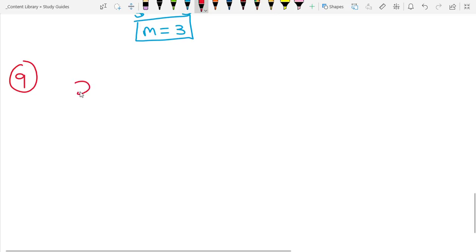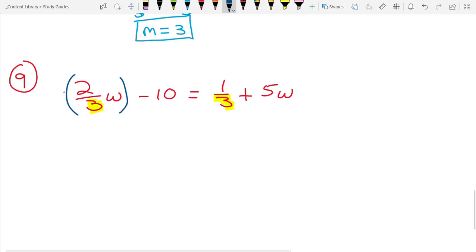Number 9, we have 2/3 w minus 10 equals 1/3 plus 5w. So here again, we have fractions because we have this 3 on the bottom here and over here. So what we want to do is multiply everybody by that denominator. So we multiply this by 3, we multiply the 10 by 3, the 1/3 by 3, and the 5w by 3. So let's look at what happens.